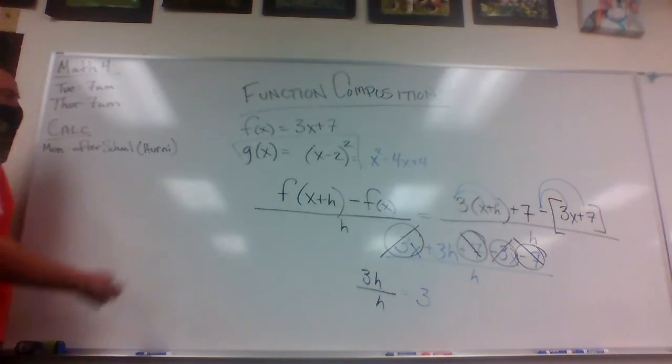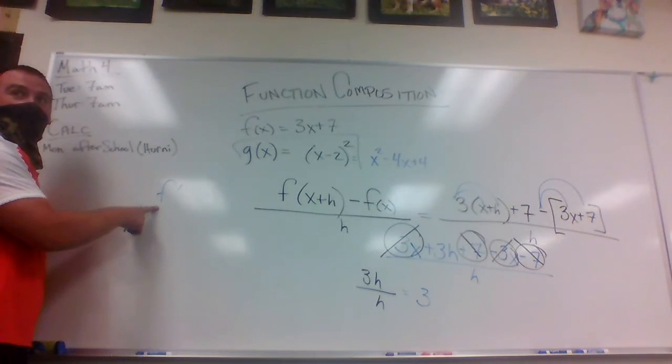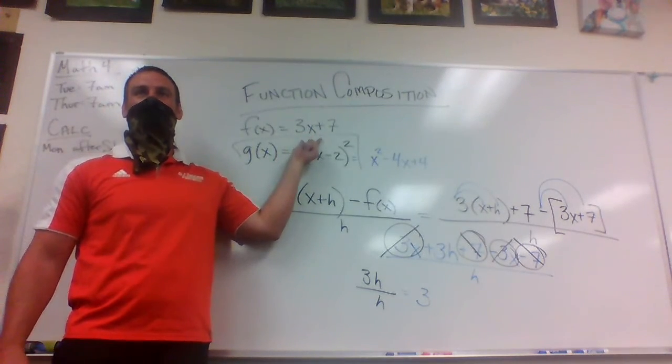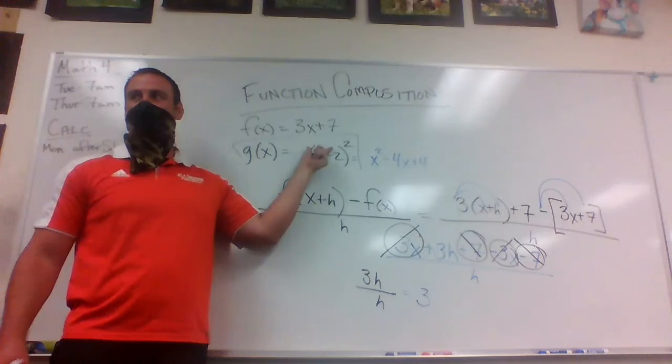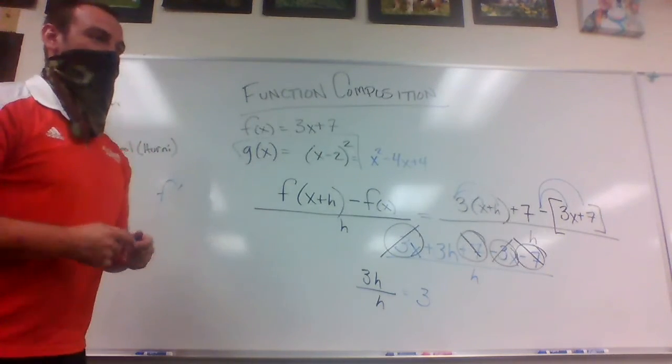Remember I said this would be kind of the slope of f of x? Well, isn't that just 3 on this? Because the slope is always 3. You're going up 3 over 1, up 3 over 1, up 3 over 1. Pretty neat.